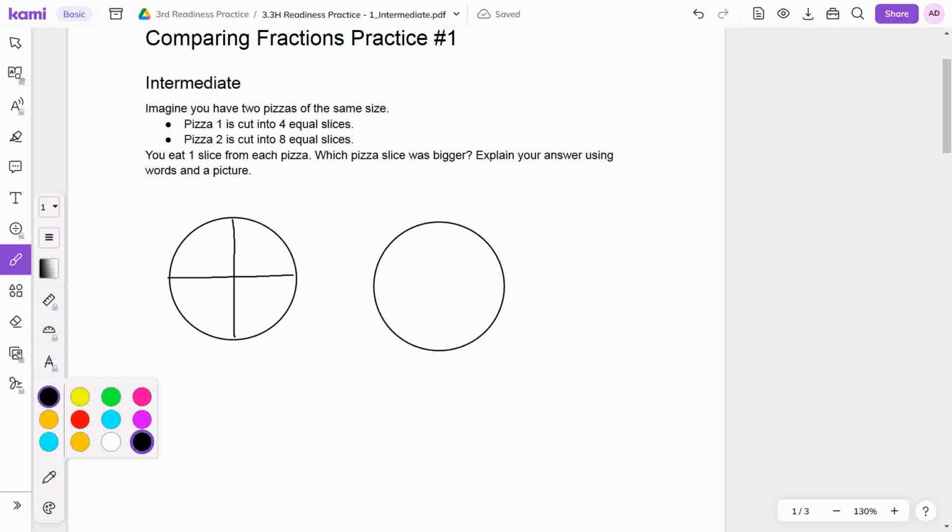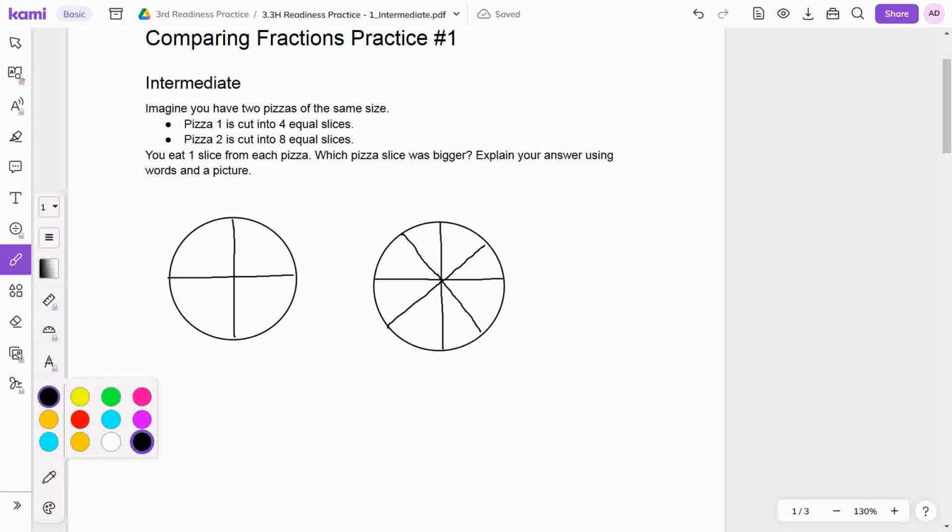Now, I find the easiest way to make eighths is to start that same way. We're going to cut it completely across horizontally, cut it completely across vertically. That gets us our same 4 slices. And now what we're going to do is cut each of those 4 slices in half, and I've got 8 equal slices.